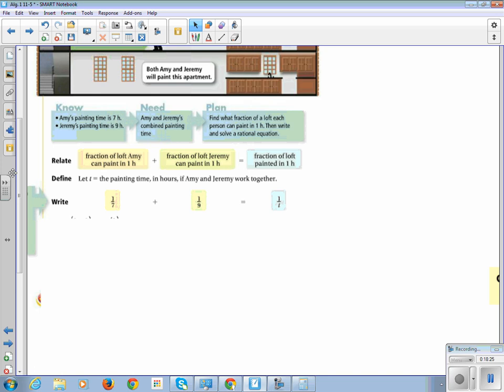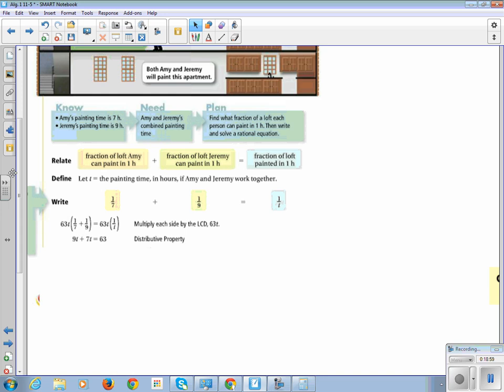Well, we know that Amy can do 1/7 in an hour because it takes her 7 hours to paint one loft, so 1/7 is her rate. Jeremy can do 1/9, and together they're 1 over t. We don't know that because that's what we're looking for. So we find the common denominator between 7, 9, and t, and that would be 63t.